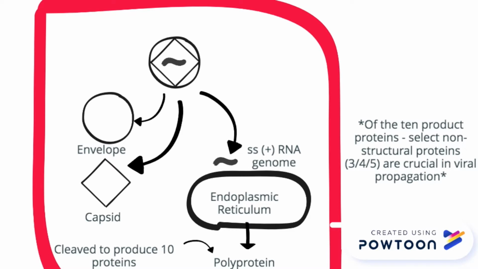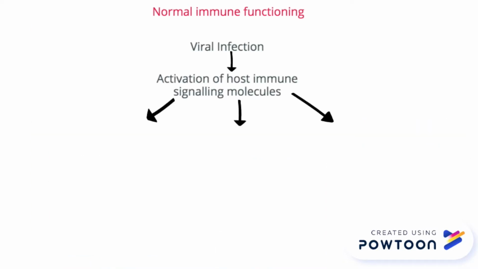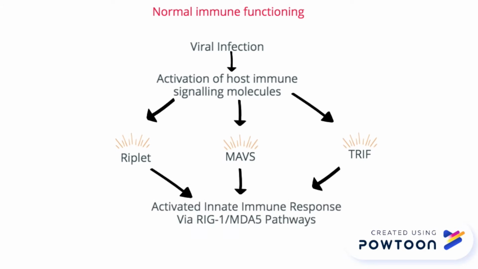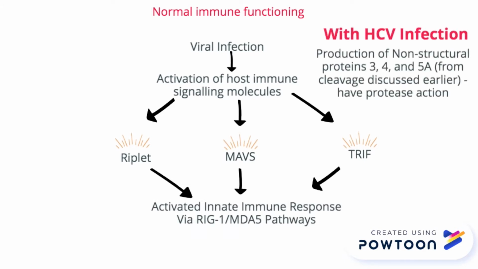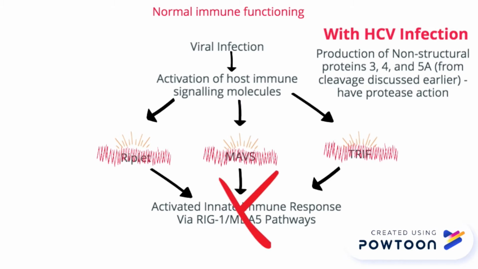But why isn't the virus destroyed via normal systems? Although there are multiple aspects that allow HCV to survive, the prime aspect of evasion is the non-structural 3/4A proteins that act as proteases cleaving Riplet, MAVS, and TRIF, which essentially inhibits the host's ability to transduce the RIG-I/MDA5 signals, which are critical for first-line defense.